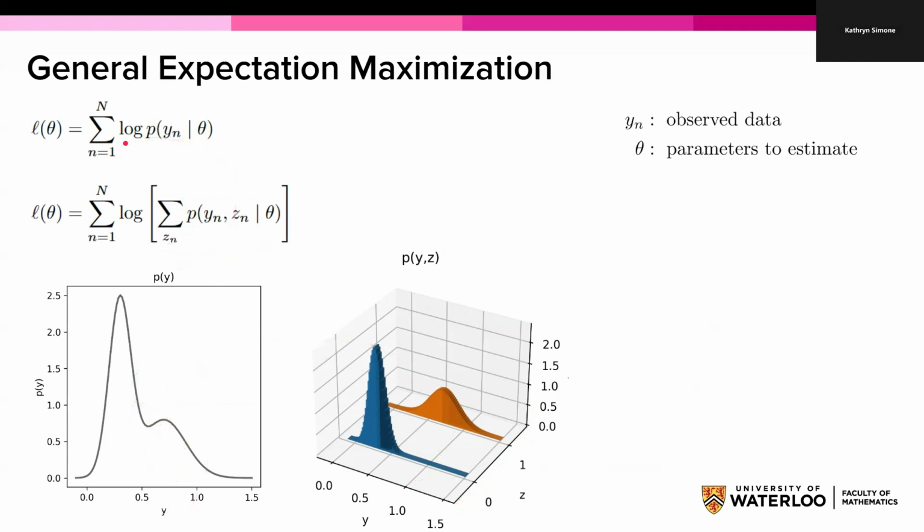So yeah, rewriting the likelihood in this way doesn't change anything. It's just an equivalent formulation, one that now involves the hidden variable z. All right, so y is the observed data, theta is the parameters, z is the hidden variables, and then p of yn, zn given theta is the joint distribution of yn and zn.